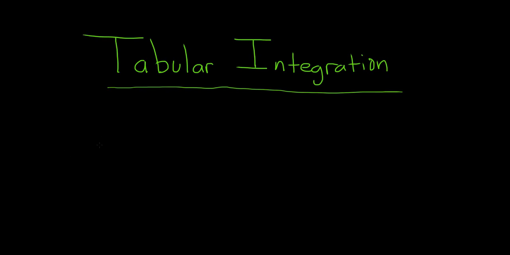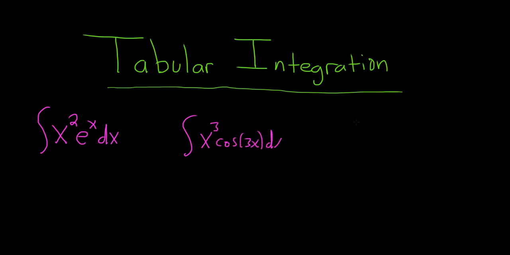Let me give you a couple examples where you can use tabular. Here's an example: the integral of x squared times e to the x. That's an example of an integral where you could use tabular. Before I explain why, I'm going to give you another example: x cubed cosine 3x. And let me give you one more: x to the fifth sine x. All three of these integrals can be done really quickly using tabular.